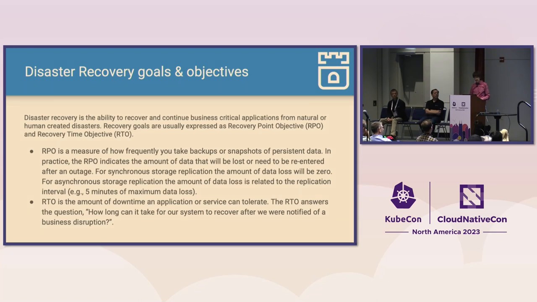In the case of RPO, for an asynchronous replication, your replication interval decides really how much data can be outstanding. So if you're replicating every 5 minutes, then you could lose up to 5 minutes of data. For RTO, even if you lose zero data, you're still going to probably have application downtime because you have to reinstall the application on the alternate cluster.